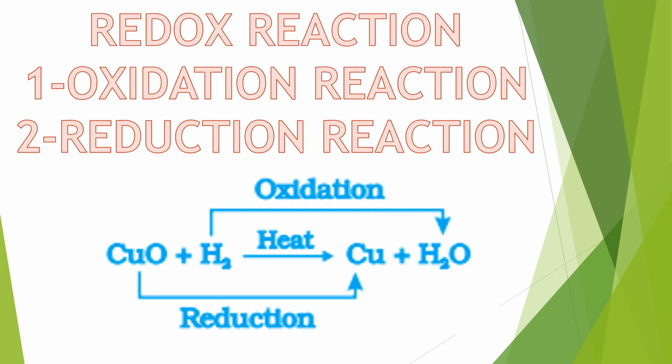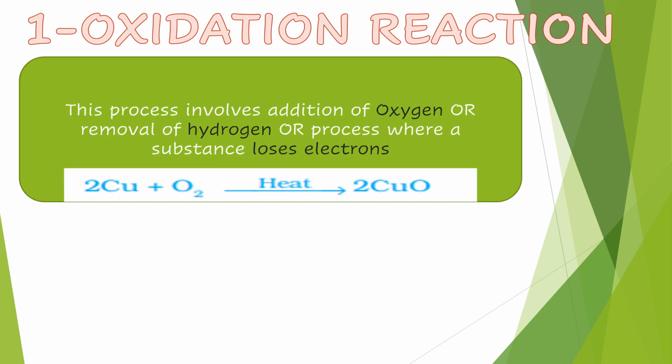So the next reaction is redox reaction. In this reaction, oxidation and reduction take place simultaneously. That is, addition of hydrogen and addition of oxygen take place simultaneously. The next is oxidation reaction. This process involves addition of oxygen or removal of hydrogen, or the process where a substance loses its electrons.